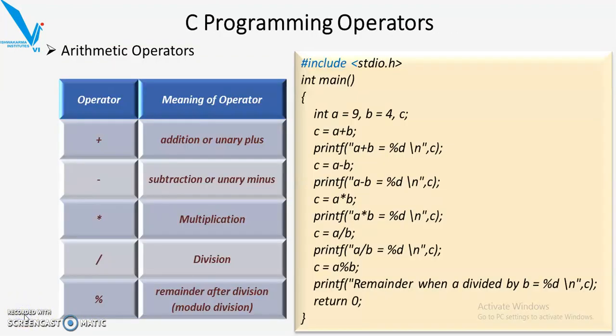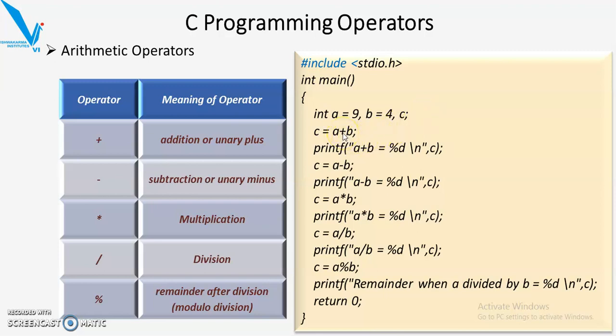First is the arithmetic operator. These are the operators used to perform arithmetic and mathematical operations on operands. Examples: addition, subtraction, multiplication, division and modulo. In this example, A and B are two operands on which we are going to perform various mathematical operations.